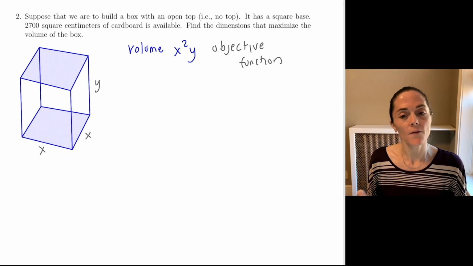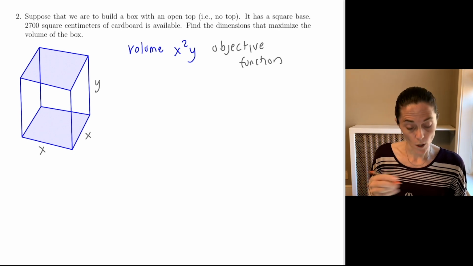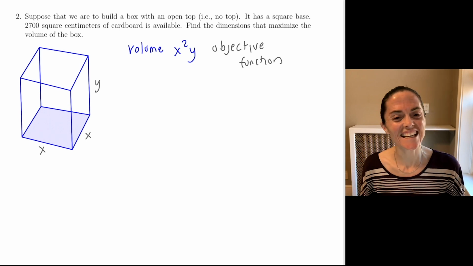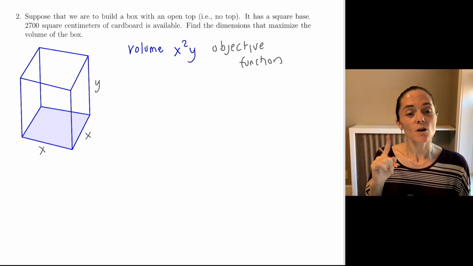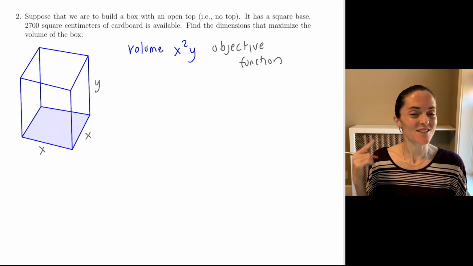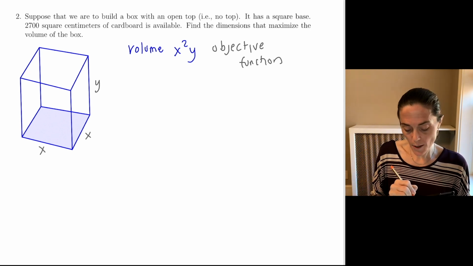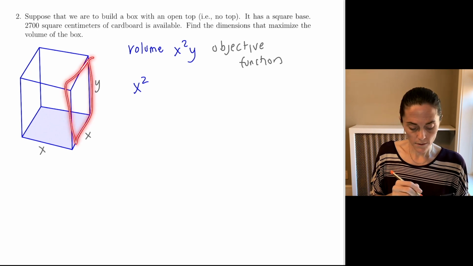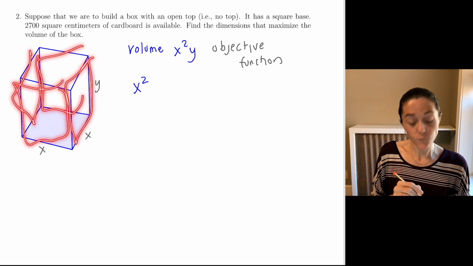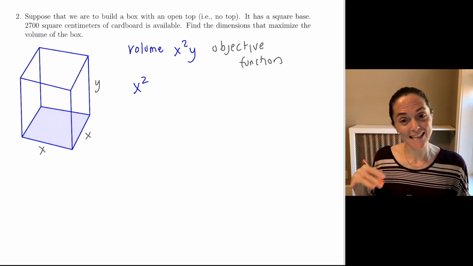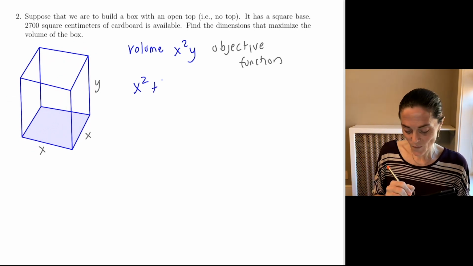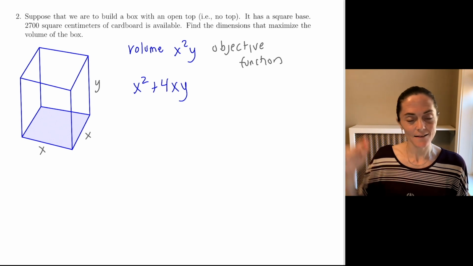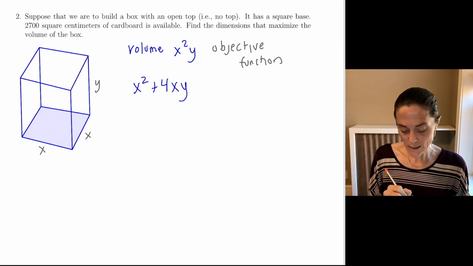And now we have to write down the constraint equation based on what's given. Oh, my box has an open top. Okay, very nice. Now, we have 2,700 square centimeters of cardboard available. The bottom is x squared area. And then you notice I have 1, 2, 3, and 4 sides, but they're all the same. They're all x by y. So I have 4xy. This is the surface area. This is how much cardboard I need, and I'm not including the top. And this will be 2,700.